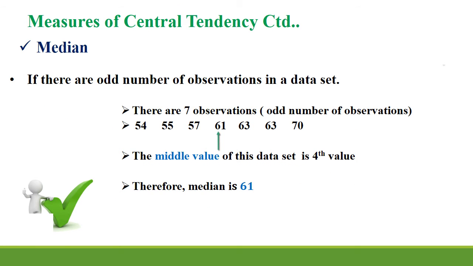Let's look at the case where we have an odd number of observations in the data set. If we have 7 observations in our data set, that is an odd number of observations. First we arrange the data set in ascending order, then we calculate the middle value. After arranging the data set in ascending order, we can see that the middle value is situated at the 4th value. Then the median temperature for this data set is 61. So that is the median temperature.